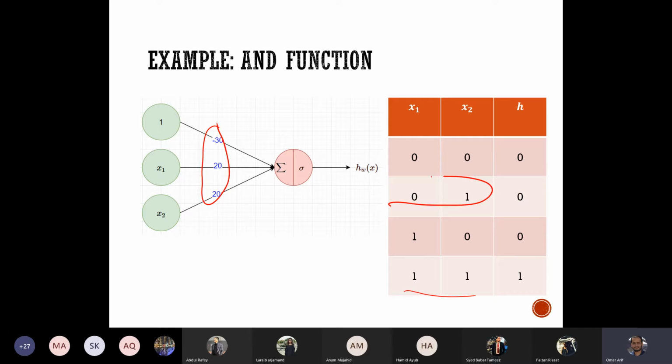For example, let's just look at this example. For this case, W transpose X will be 20 minus 30, which is minus 10, right? And therefore your prediction, applying sigmoid, is going to be 0, which is right. And so with these weights, you can check for other values as well that we are getting the right answer.